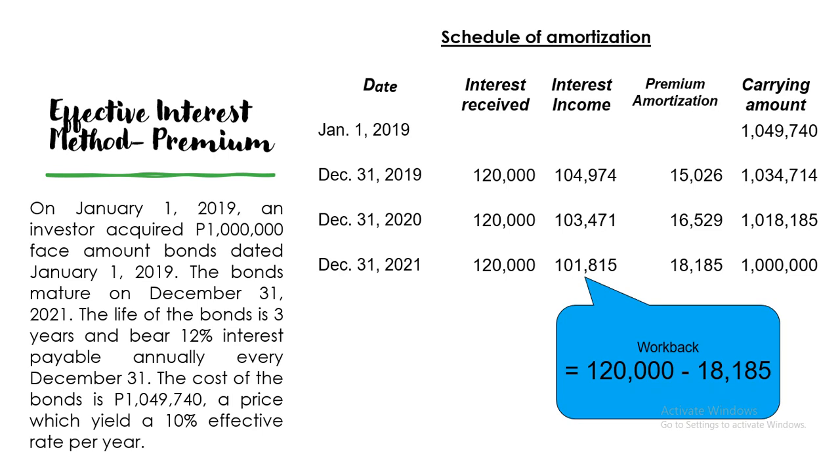It's because if you're going to continue using the formula, yung effective rate, it would arrive with a different answer. It's because of rounding off error. So if that's the case, work back na lang po at the last date. Okay. That is for the effective interest method premium.